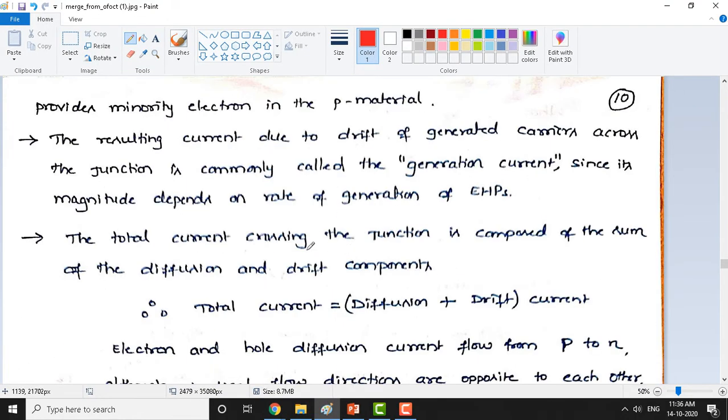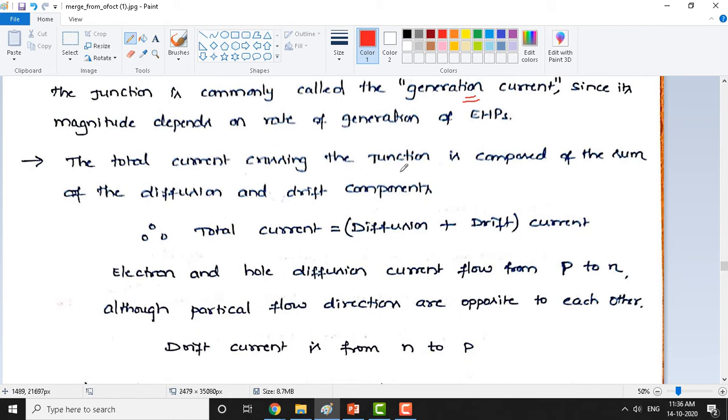Okay. The resulting current due to the drift of generated carriers is called the generation current, because the minority electrons are generated on the p side, and that current is called the generation current, which we label as I0. Okay, the total current across a junction is now composed of two things. Even though the diffusion current is very small, it should also be considered while calculating the total current. So the total current flowing in the p-n junction is both the diffusion current as well as the drift current.